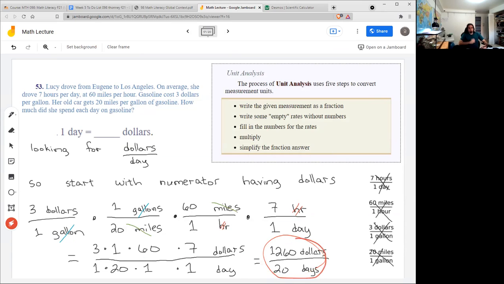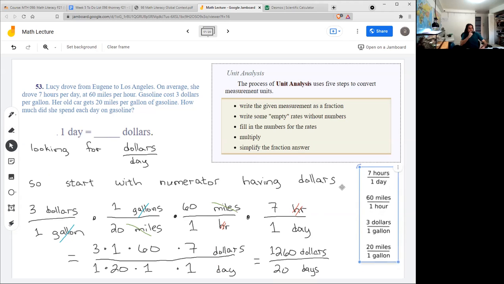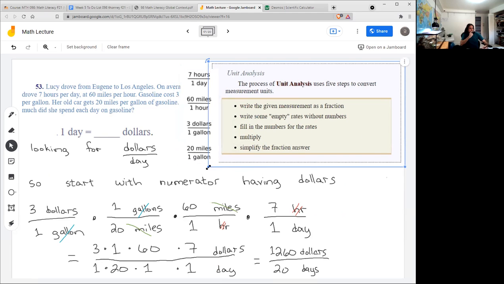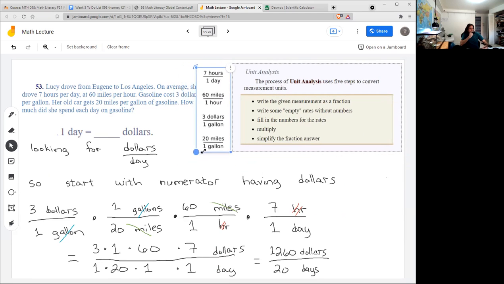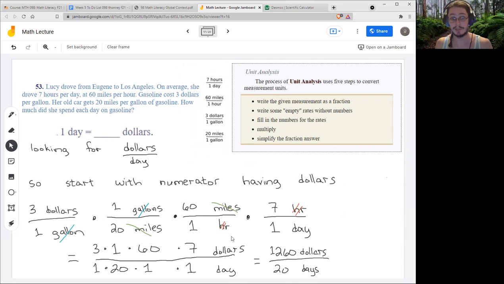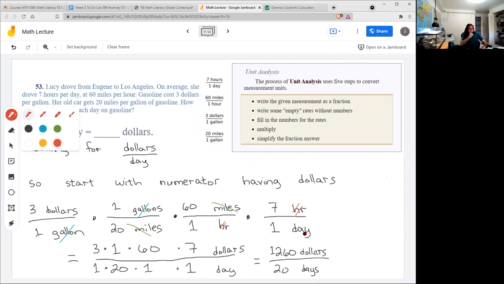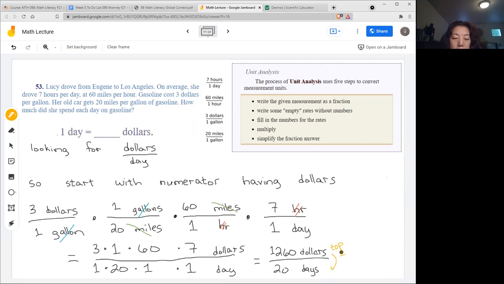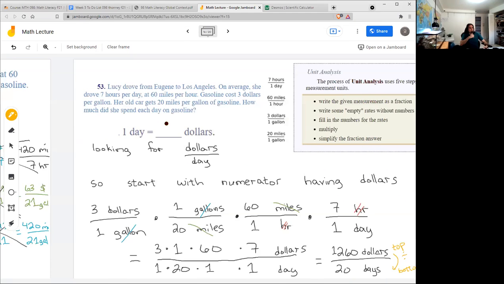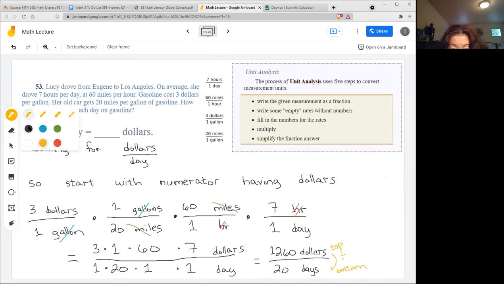How do I turn my fraction into just a decimal number? Divide by the denominator. Yeah, I do top divided by bottom. 60. And it should be the same answer we got before, 63, right? 63.